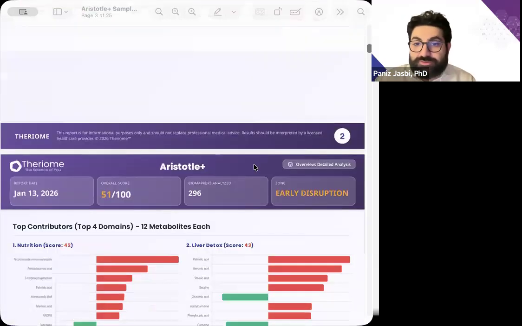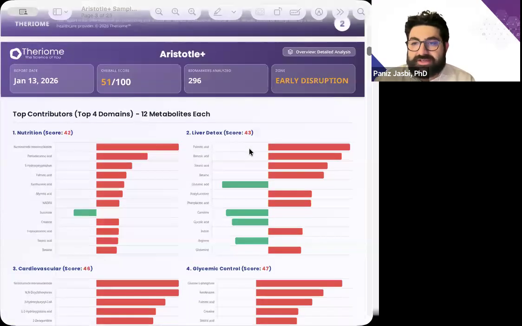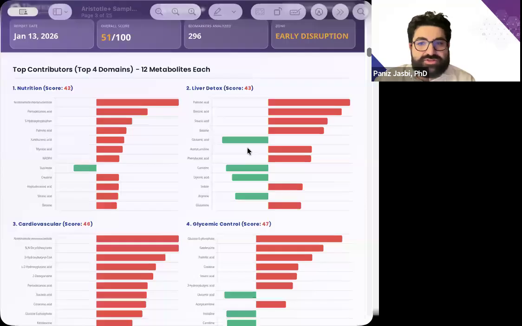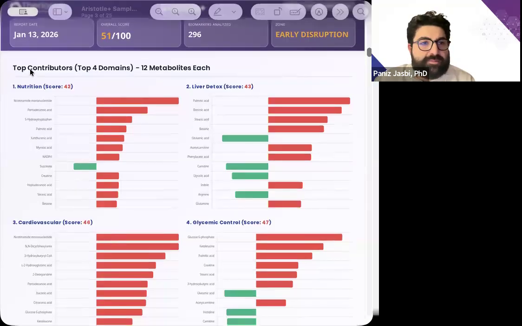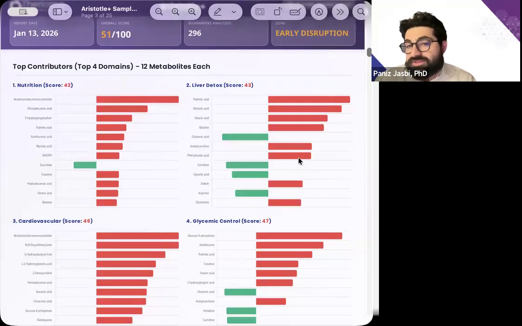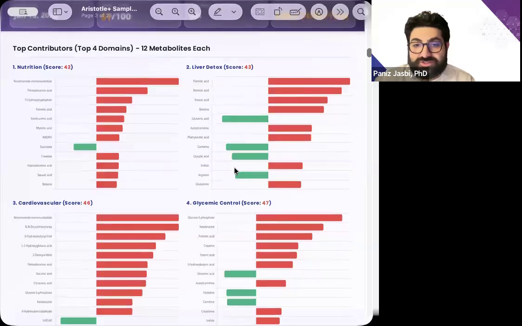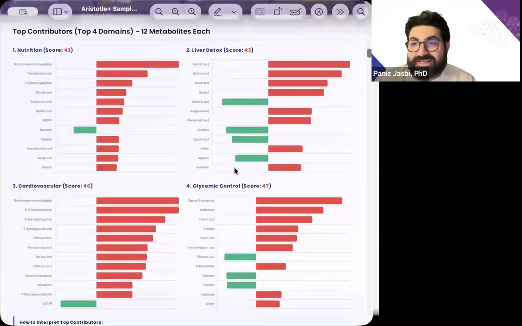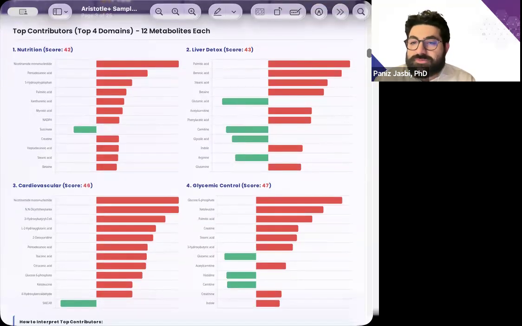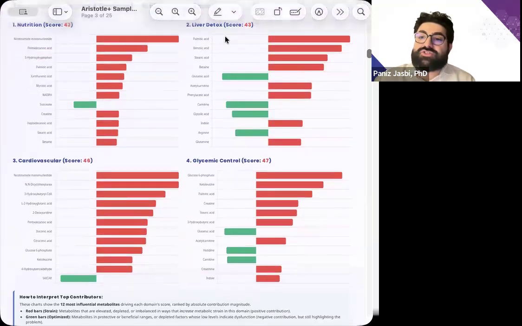Now let's go to page 3, speaking of those pages, and let's understand what is driving the low domain score. So go to page 3, top contributors, okay? This is where Aristotle Plus is going to help you avoid the common metabolomics failure mode, which is chasing isolated outliers. The top contributors chart shows the 12 most influential metabolites driving each of the top 4 domains.